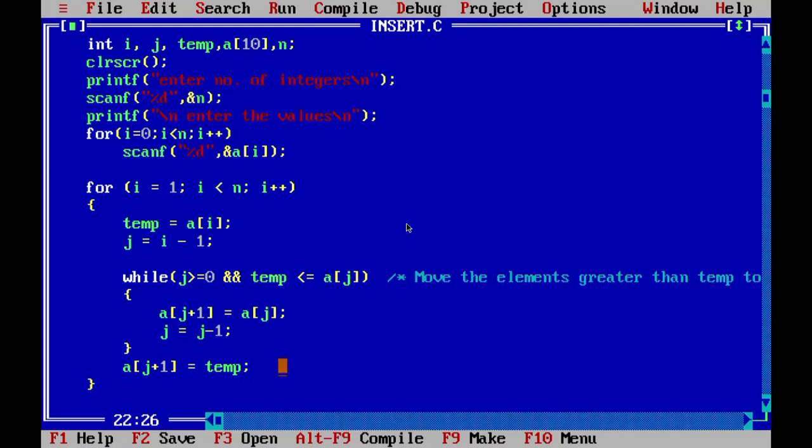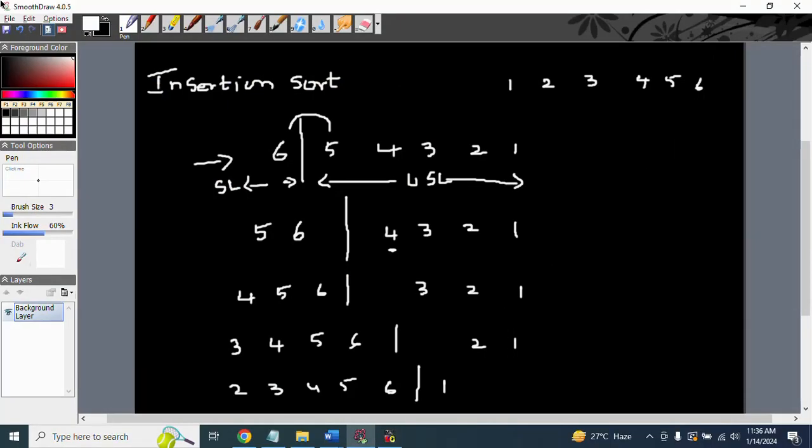So please observe, if I repeat this process, now i plus plus, i will become 2. a[2] is copied into temp. a[2] is nothing but 4. 4 is copied into temp. Now again the process will be repeated. So if you trace this program based on the algorithm explained to you just now, please note down this algorithm or the process on paper and trace the program line by line.